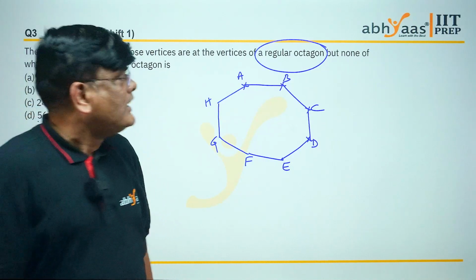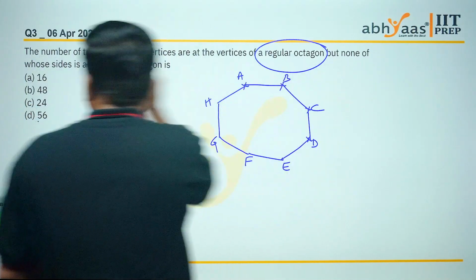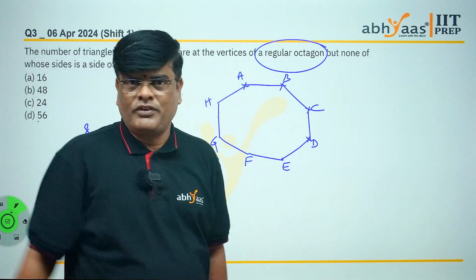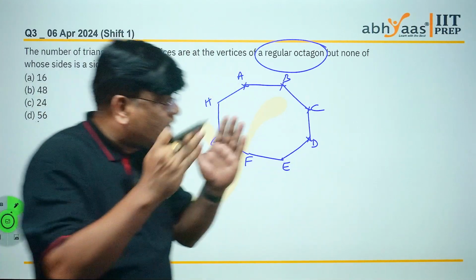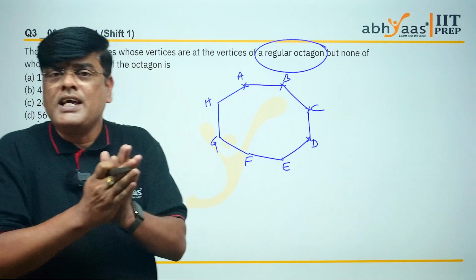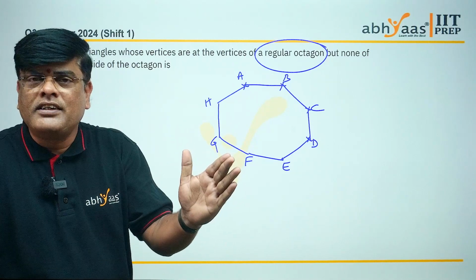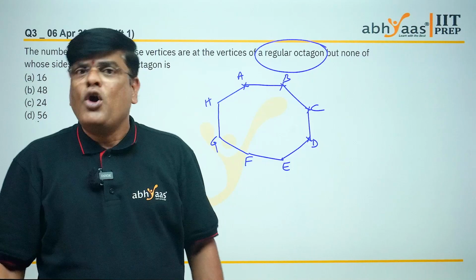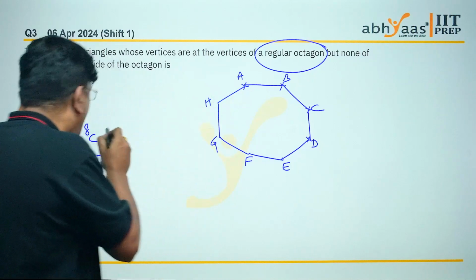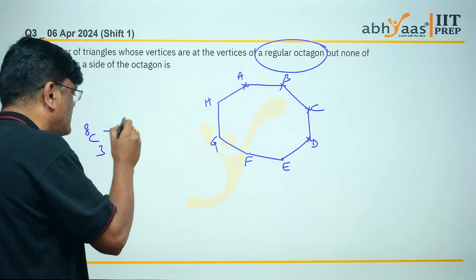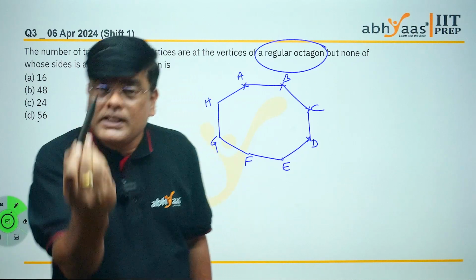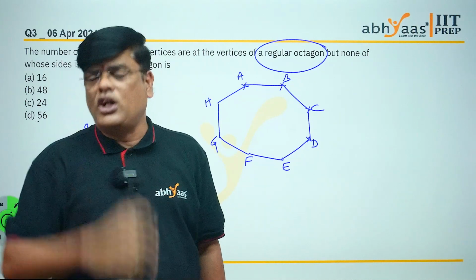So what is that? Here the main condition is that none of the sides of a triangle is a side of the octagon. Whatever triangle we are forming, there is no common side between the triangle and the octagon. That is our question. So now I will subtract from this the ways which have one side common to the triangle and octagon.